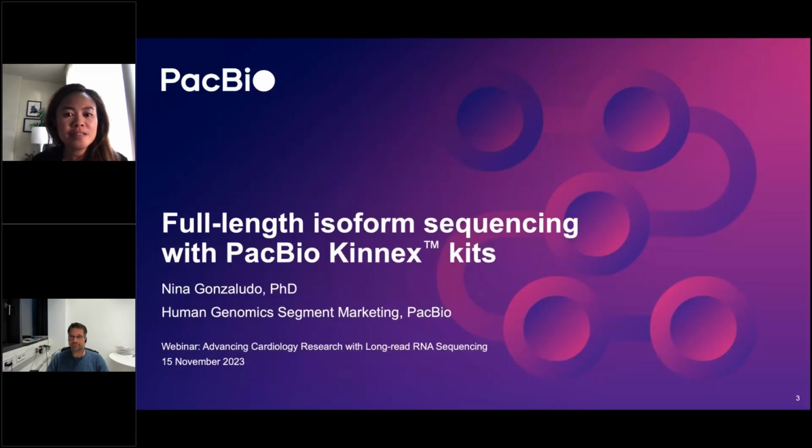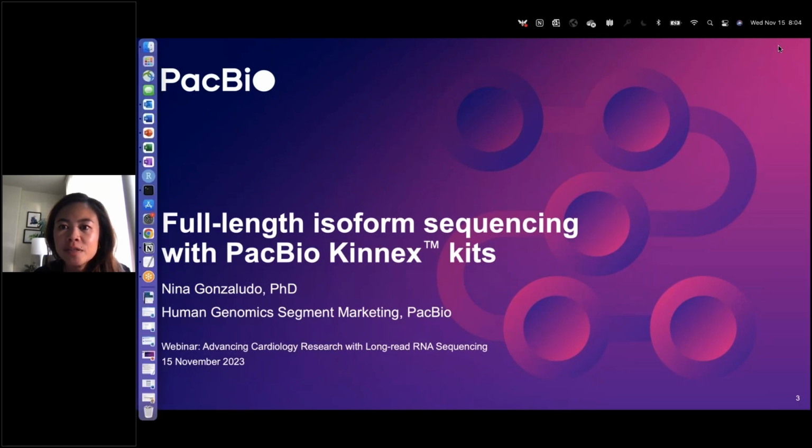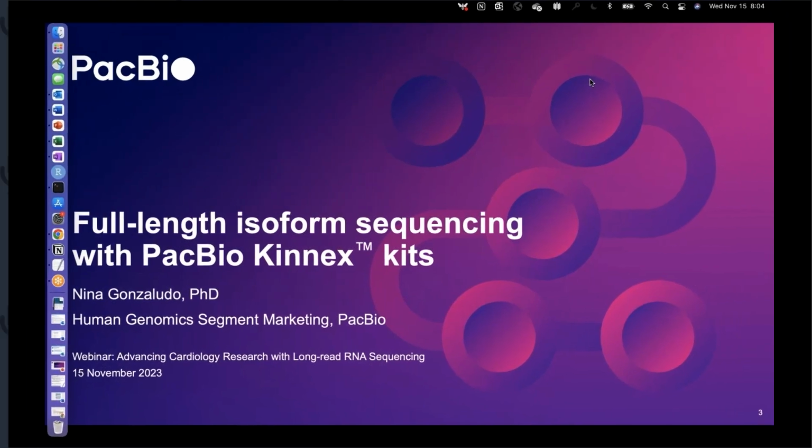Okay, so before we get to the speaker talks, I'd like to give a brief overview or introduction of the PacBio technology for full-length isoform sequencing, including the Iso-Seq method, which was leveraged by today's speakers, as well as our new Kinnex kits. And for this, I will be going offline.